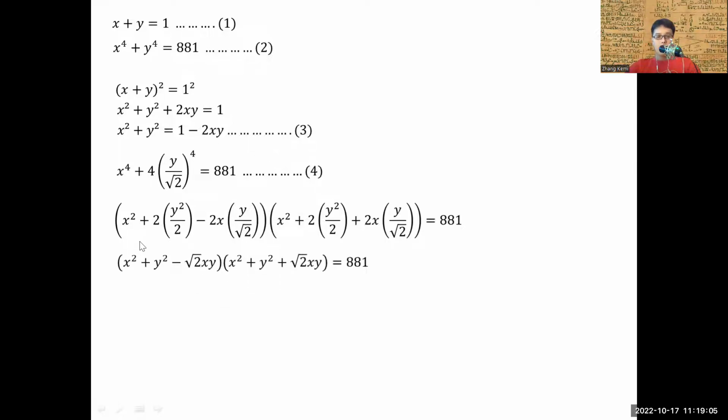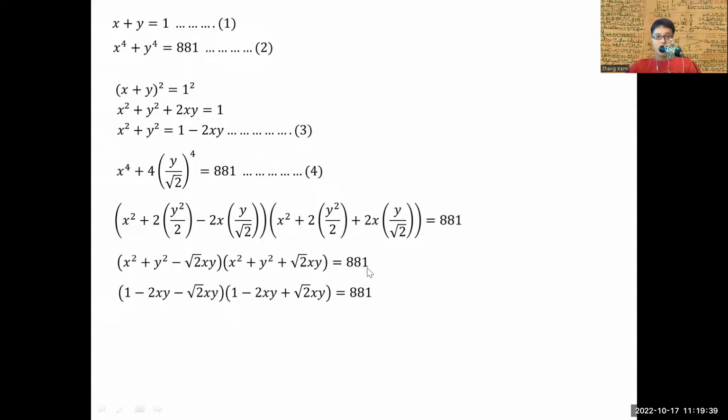Now if we simplify the terms, it's very simple. x squared stays, and y squared appears here because the 2 and 2 cancel off. Over here, the 2 and root 2 give us root 2 on top of x and y. So we get x squared plus y squared minus root 2 xy, multiplied by x squared plus y squared plus root 2 xy, which is equal to 881.